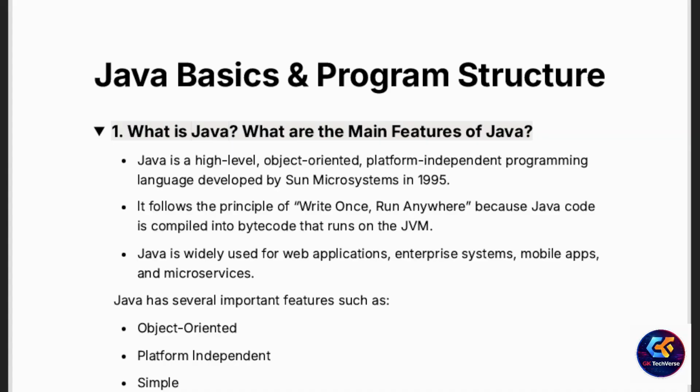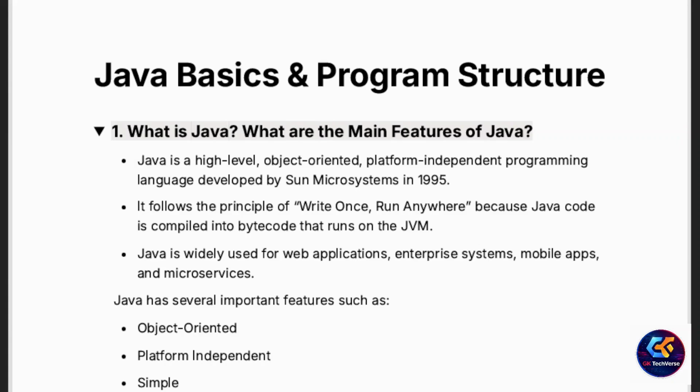It means when we write Java code, it does not directly convert into machine code. Instead, it is compiled into bytecode. The bytecode runs on the JVM, which converts it into machine-level instructions depending on the operating system. That is why the same Java program can run on Windows, Linux, or Mac as long as JVM is installed.